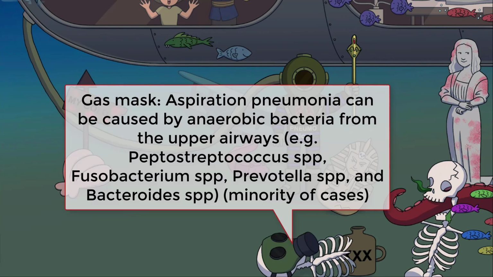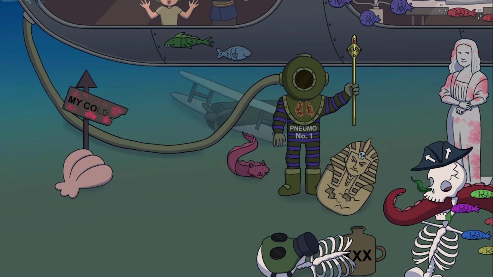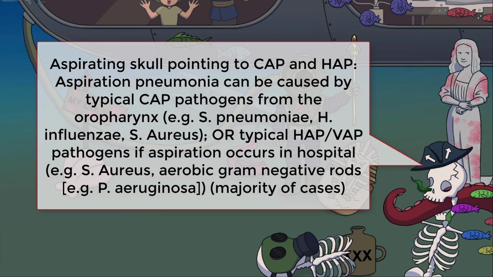It's traditionally been recognized that various anaerobic bacterial species, which normally live in the upper airways, play a dominant role in the pathogenesis of aspiration pneumonia. These anaerobes include Peptostreptococcus, Fusobacterium, Prevotella, and Bacteroides. Current studies, however, have revealed that purely anaerobic infections likely comprise the minority of cases.